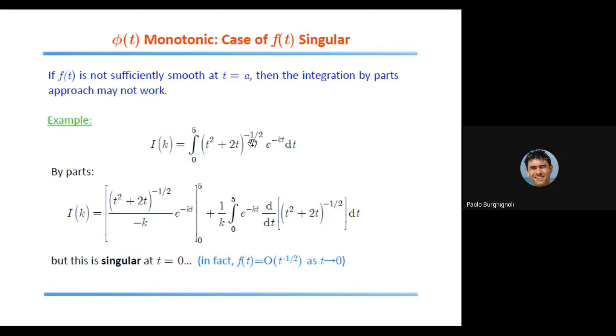That's because you have a negative exponent here of something that goes to 0 at the lowest boundary. Note that even though the function here is singular, however, it is integrable because it's a weak singularity. So a 1/2 singularity is integrable in a neighborhood of the origin. So this integral is well defined. The problem is that you cannot evaluate it by using integration by parts.